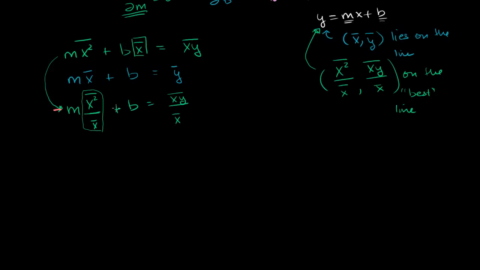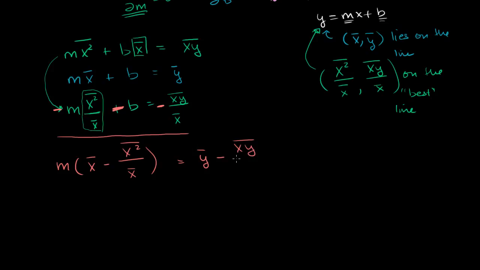So if I make this negative, this is negative, this is negative, what do we get? We get m times the mean of the x's minus the mean of the x squareds over the mean of the x's. The plus b and the negative b cancel out, and that is equal to the mean of the y's minus the mean of the xy's over the mean of the x's.